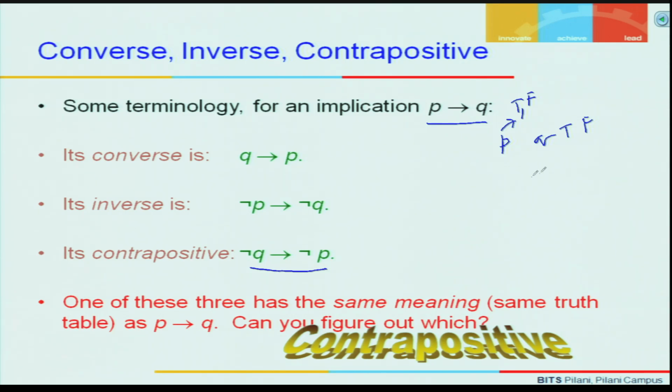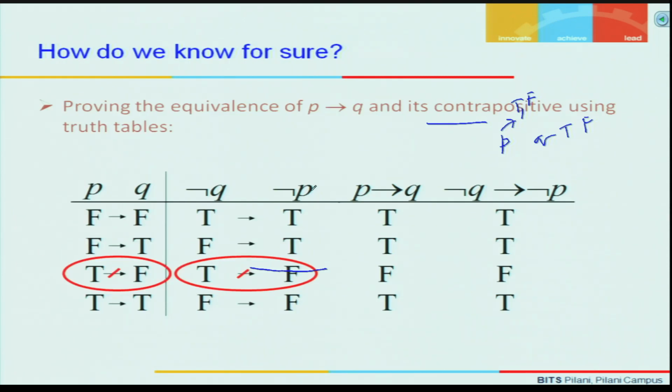And how many combinations like that do you get? You get four combinations like we have been seeing. P can assume false and Q can assume false, P can assume false and Q can assume true. There are only four combinations that you can think of. For all these combinations, if the truth value of P implies Q and the truth value of not Q implies not P are the same, then we say that these two are the same, are equivalent.